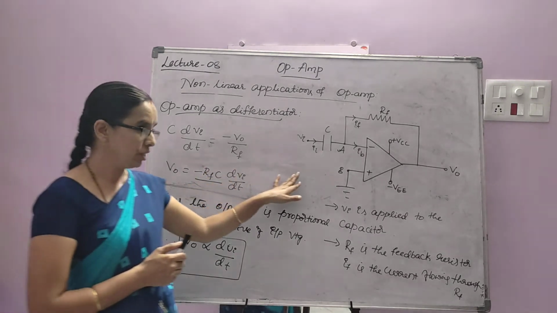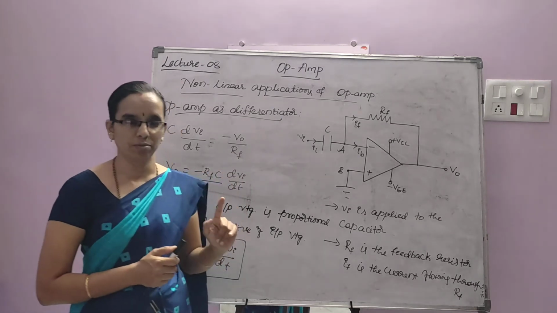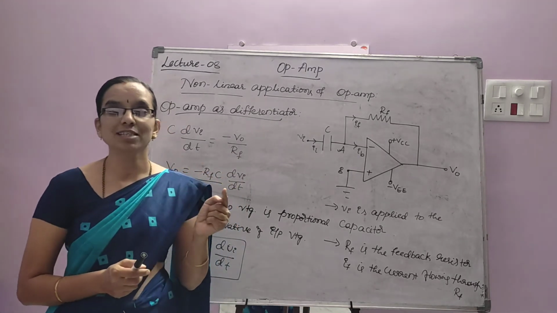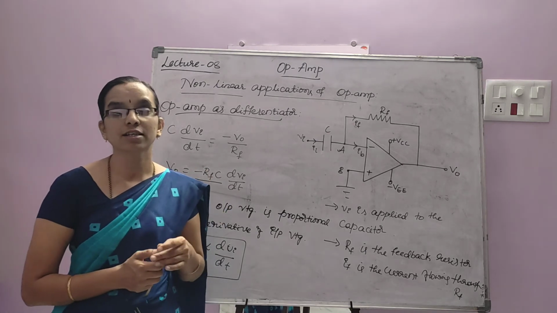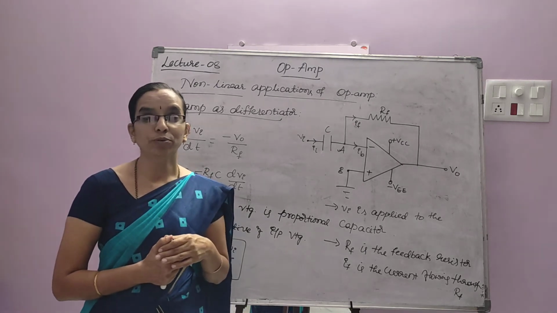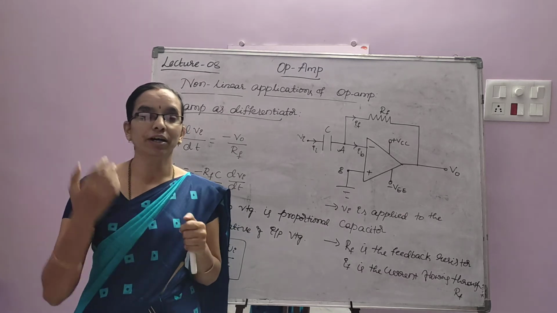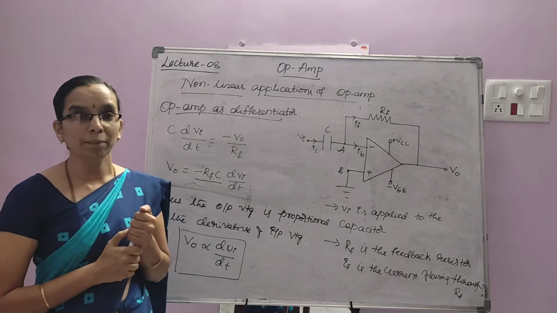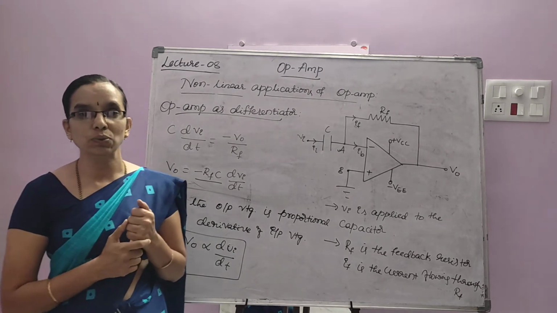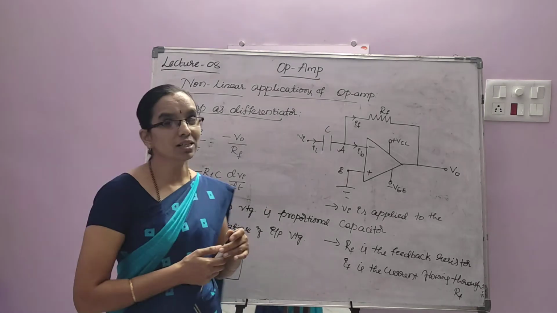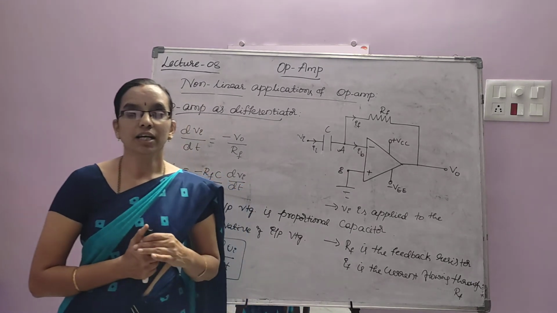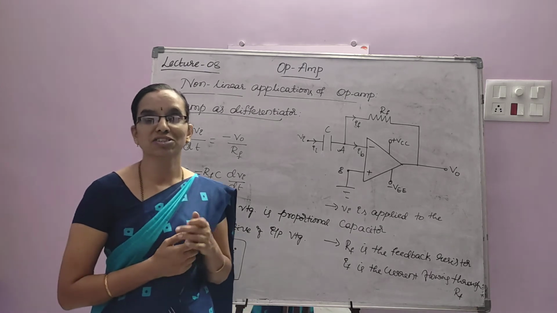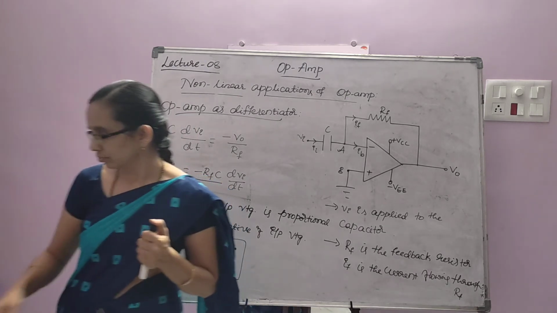It is a differentiator, not the difference amplifier. A difference amplifier is different from a differentiator. In a difference amplifier, the output is the amplified version of the difference between the two signals. It will amplify the difference between the two signals, whereas the differentiator circuit differentiates the input signal. That means the output is equal to the differentiation of the input.